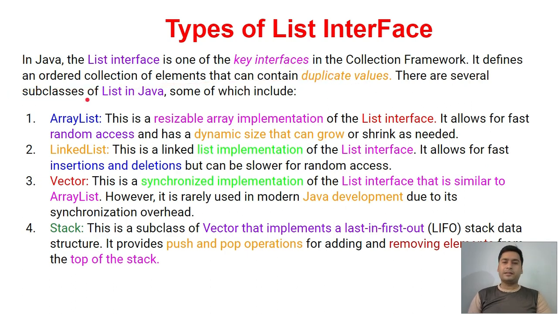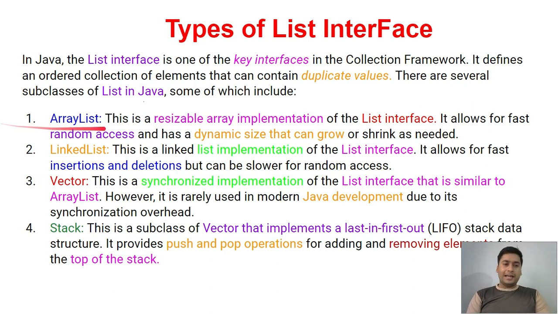There are several subclasses of the list in Java, so there are several classes. Subclasses means implemented classes that are available in Java, some of which include array list. What is the array list, what is the linked list, what is the vector, and what are the differences between them, that is also very important.